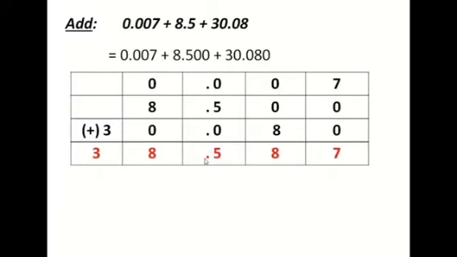So it is 38.587. Write down sum equals 38.587. Here there is no carryover at all. Very simple. 7 plus 0 plus 0 gives you 7. 0 plus 0 plus 8 gives you 8. 0 plus 5 plus 0, it is 5. 0 plus 8 plus 0 gives you 8. 3 will come down.